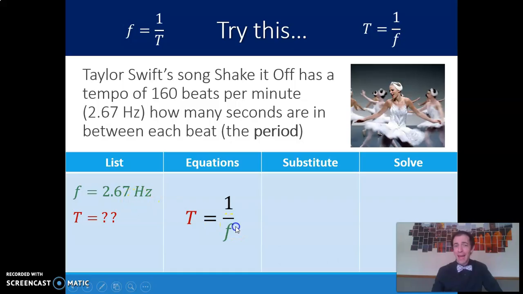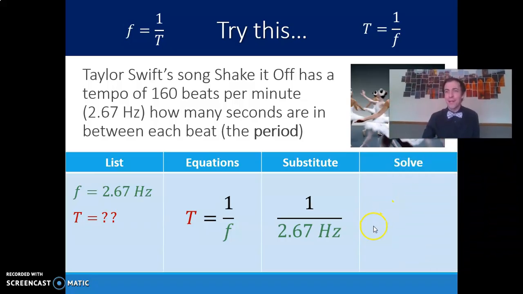Plugging in what I know for F, my equation goes to 1 divided by 2.67. Plugging that into my calculator, I get a period of 0.37 seconds. So what this means in terms of our example is if you were snapping along to Taylor Swift's Shake It Off, which you have to do because it's just so catchy, you would have 0.37 seconds in between each snap. That's how long it takes for one beat to happen.